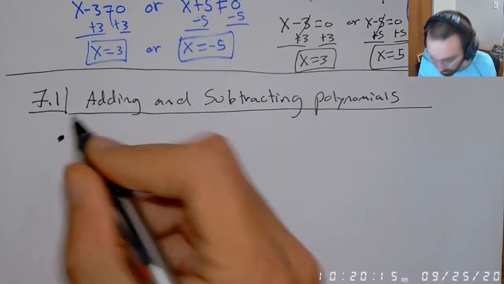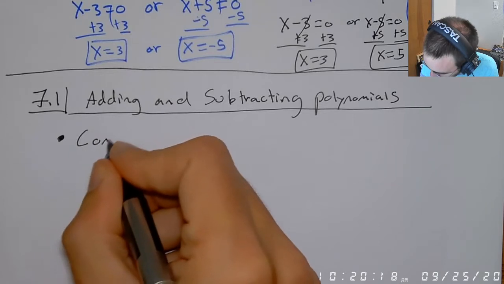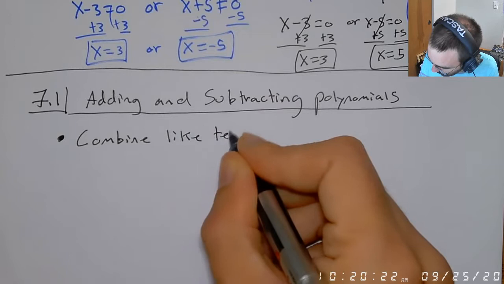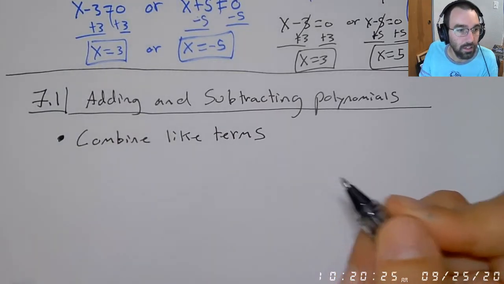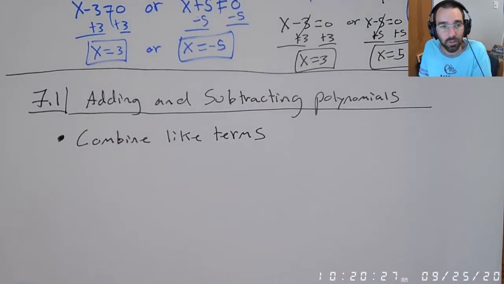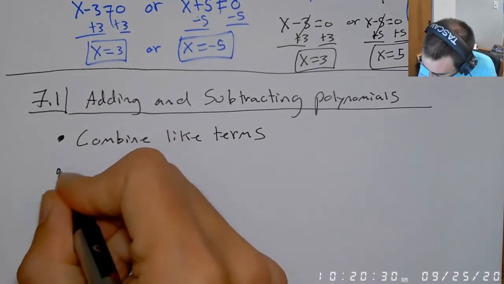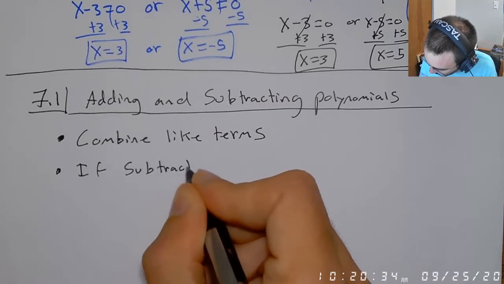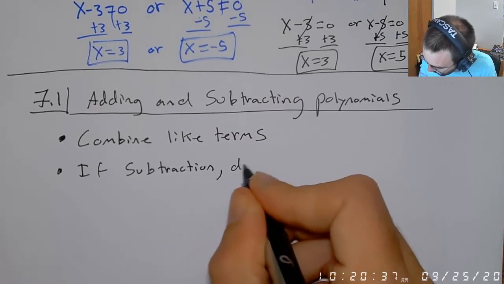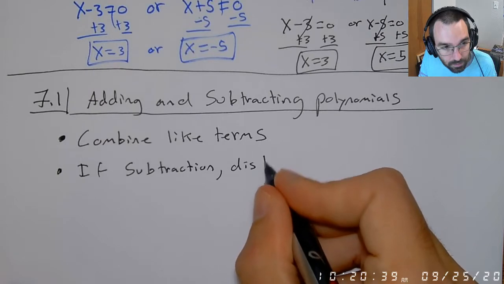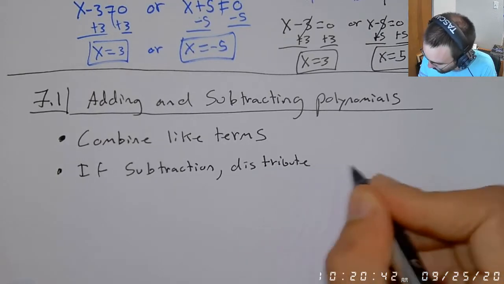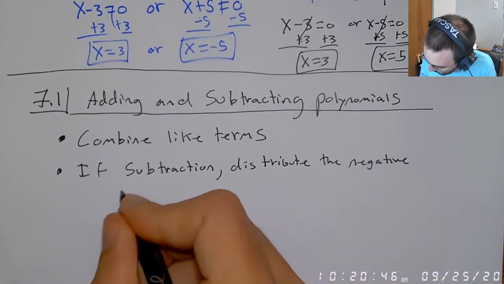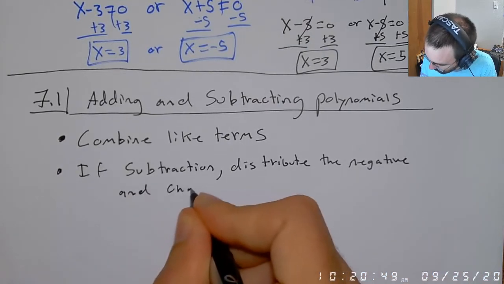So the key takeaways here were combining like terms, and then the other thing was, if subtraction, distribute the negative and change to positive.